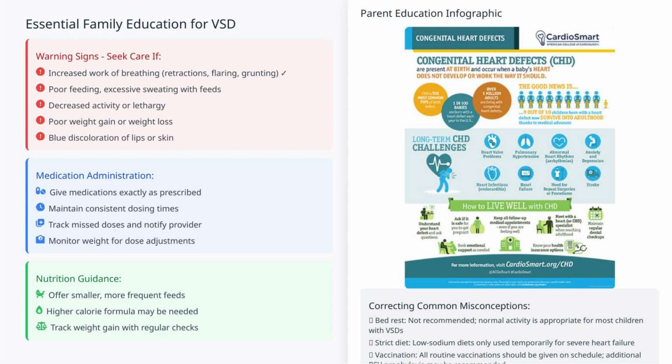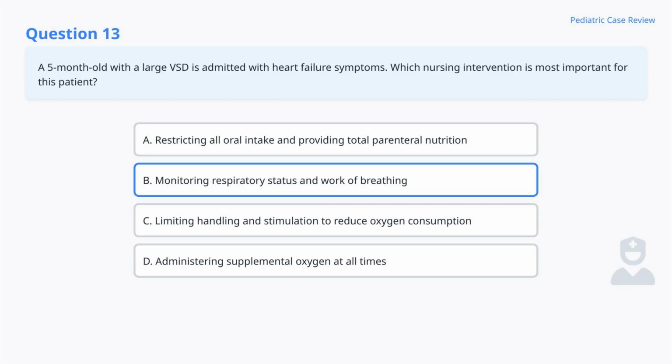with normal growth. A 5-month-old with a large VSD is admitted with heart failure symptoms. Which nursing intervention is most important for this patient?